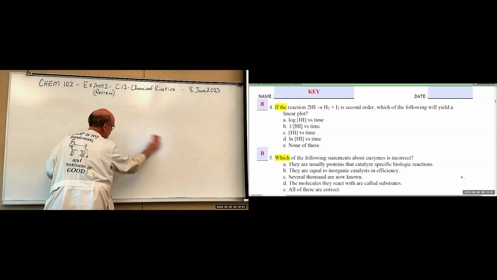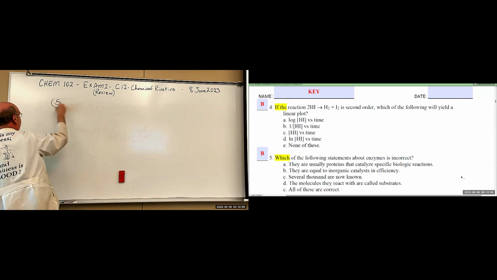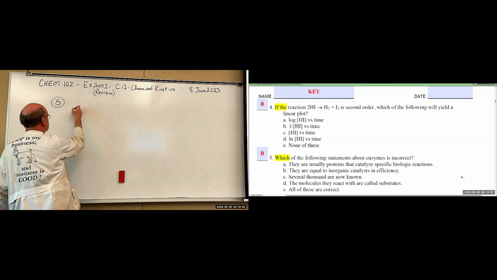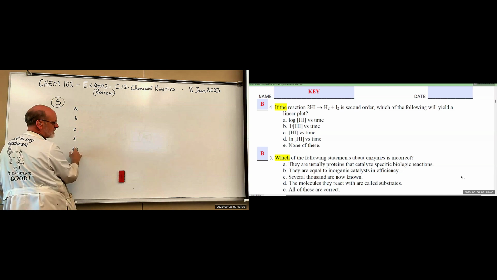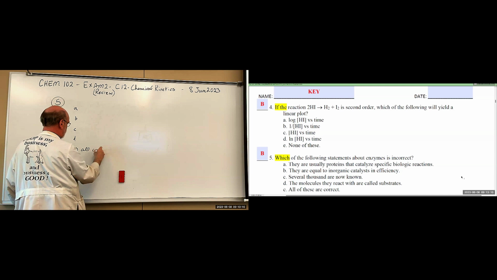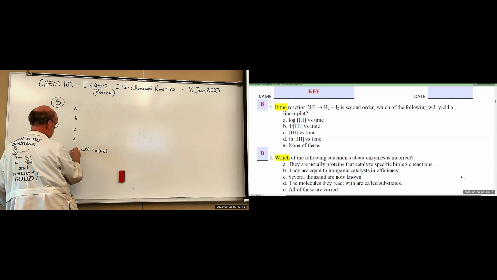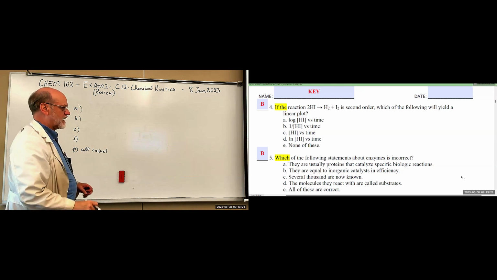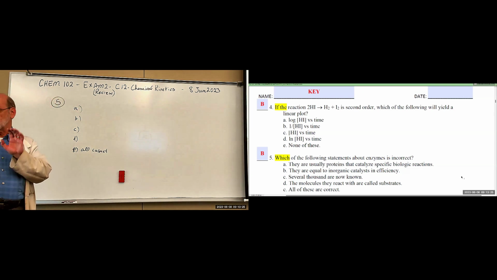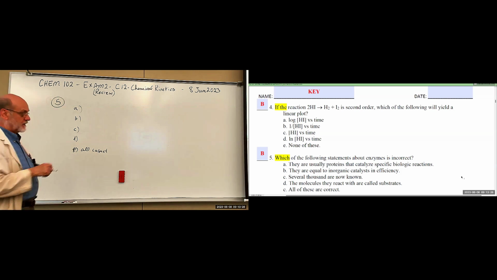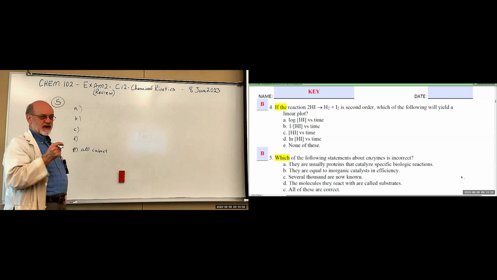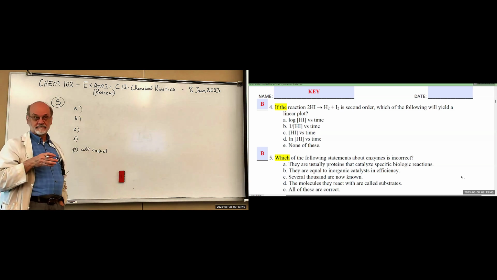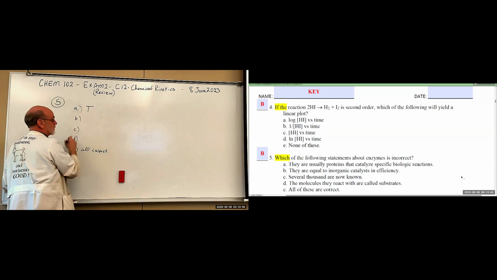Okay, number 5. Which of the following statements about enzymes is incorrect? Okay, so we got A, B, C, D, and E says all are correct. So that means we got to look at each one. All right, how about the first one? They're usually proteins that catalyze specific biological reactions. Now, we didn't discuss that. That would come out of your textbook. But that is true. They're usually proteins and they catalyze specific reactions. I did mention that one. They work on specific reactions in one direction, usually. Most of them do. So that statement is true.